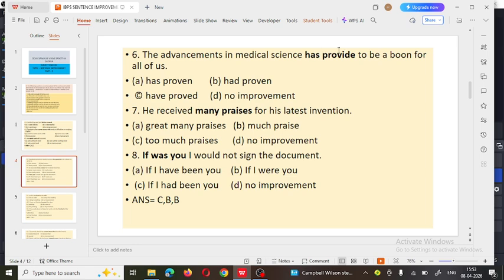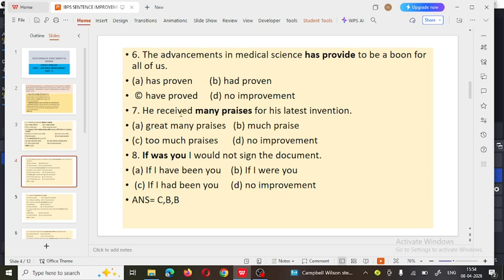P3. So provide, provided, sorry, here provide won't be there. Has proven, had proven, or have proved is given. So the advancements in medical science have proven, have proved to be a boon for all of us. So option C is correct here.